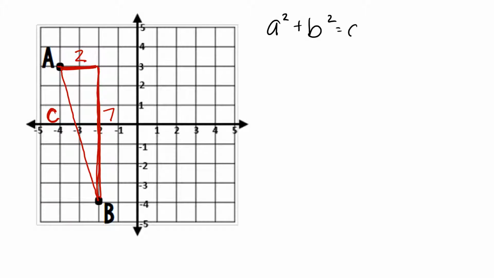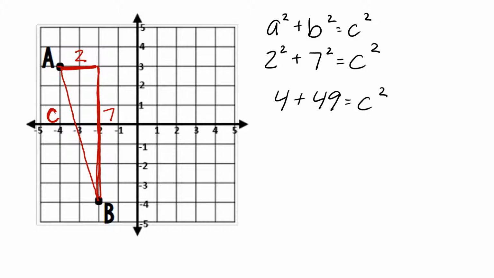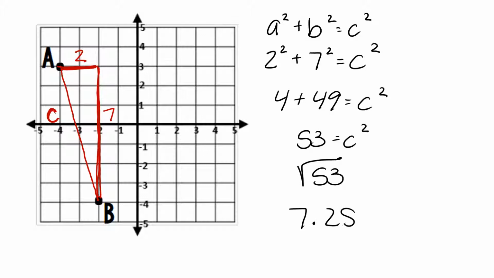We use all of that information to plug our answers into the Pythagorean theorem. A is 2, B is 7, 2 squared is 4, 7 squared is 49. 4 plus 49 is 53. Last step of the Pythagorean theorem is to take the square root. Square root of 53 is going to give us 7.28. Looking at that 8 value, 5 and higher, we round up, so that becomes a 7.3.